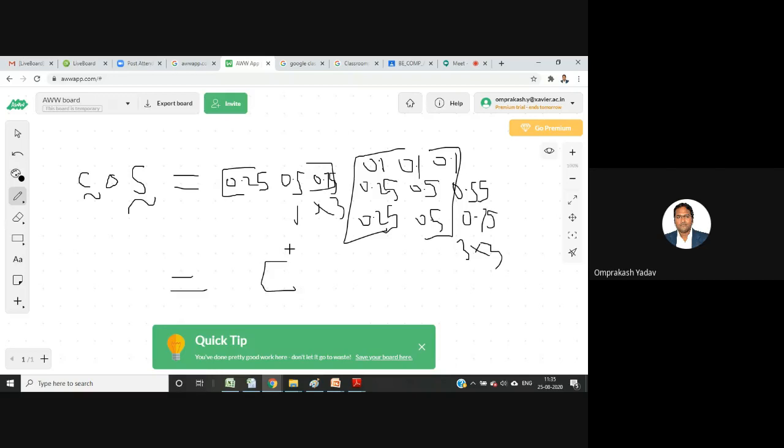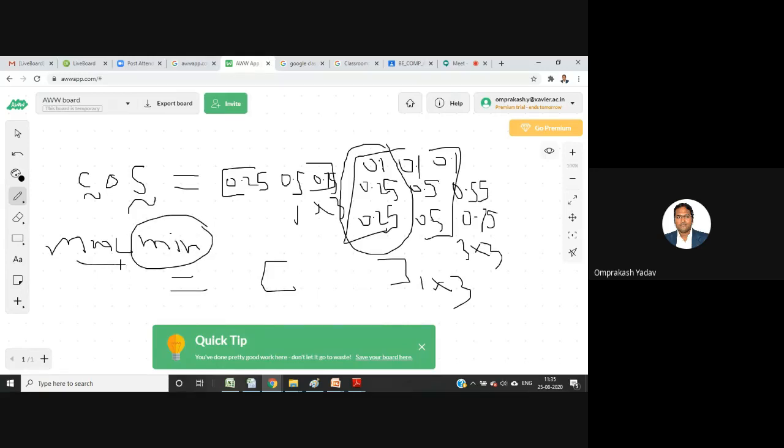So this will result in a 1 by 3 matrix. What we have to do is take this entire row and first compare it with this particular column. This is max-min composition, so first of all we take the min value, and then we determine the max value.